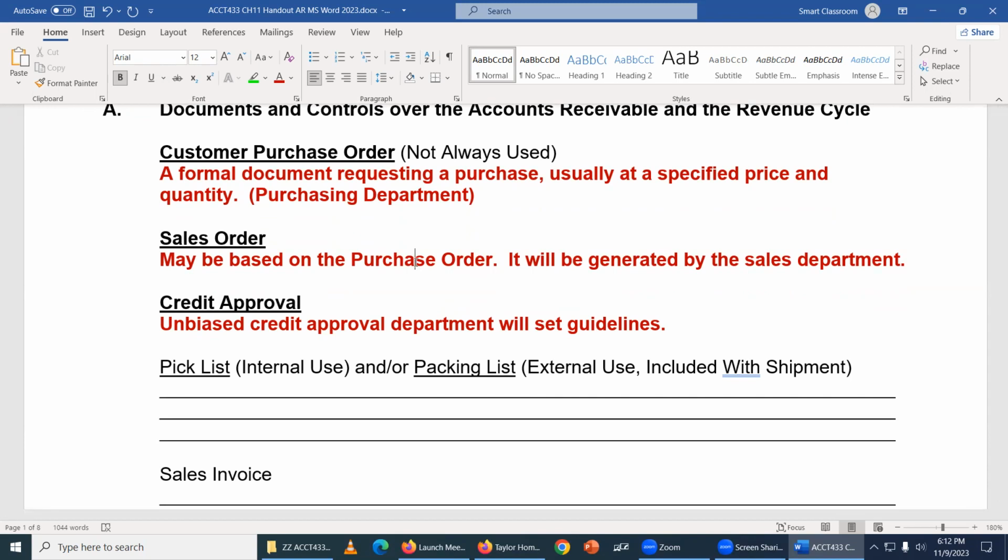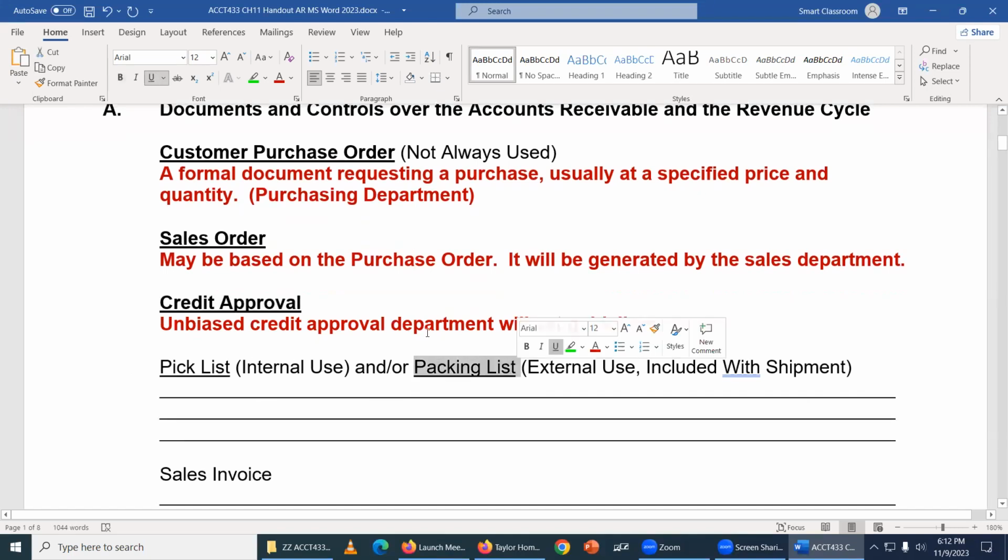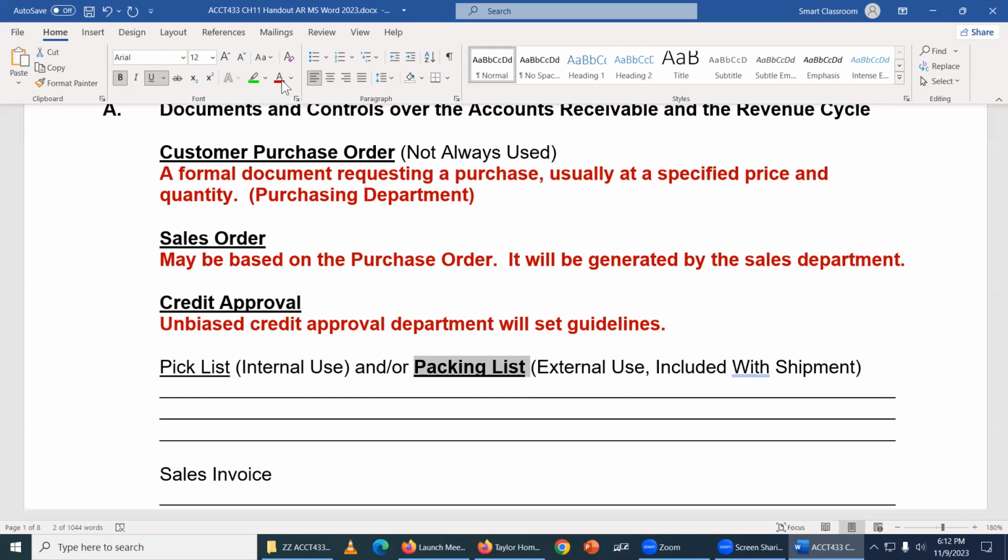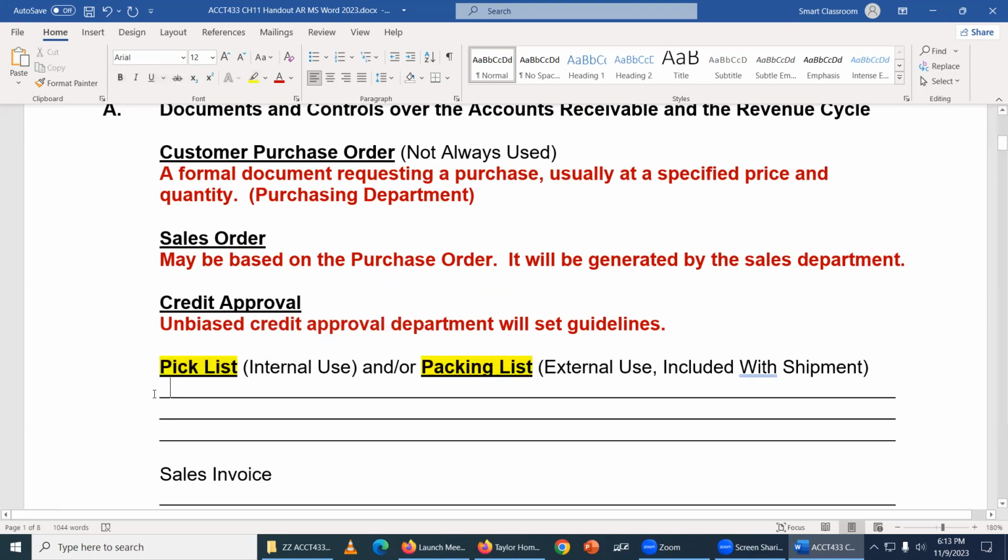Okay, and now the one that we're all familiar with, the pick list or the packing list. If you buy something from Amazon, you're going to get a packing list with it usually that will say what's included in what you bought. So a pick list is kind of the same thing. It's generated so that they can actually pick the items. I don't think I told you guys about that well before, maybe I did, I don't know.